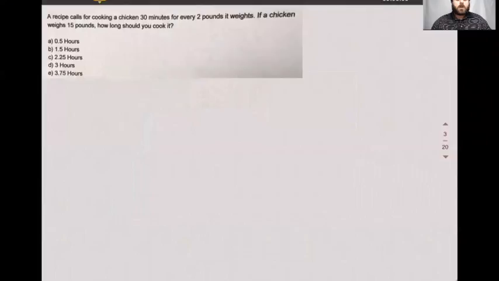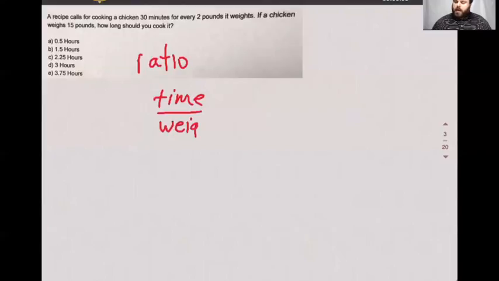A recipe calls for cooking a chicken 30 minutes for every 2 pounds it weighs. If a chicken weighs 15 pounds, how long should you cook it? This is going to be a proportion problem because we look at the ratio between the time it cooks and the weight of the chicken. That proportion should be the same no matter how big the chicken is. The bigger the bird, the longer it should cook. The smaller the chicken, the less time it should take. So it's proportional if it's changing in the same amount.